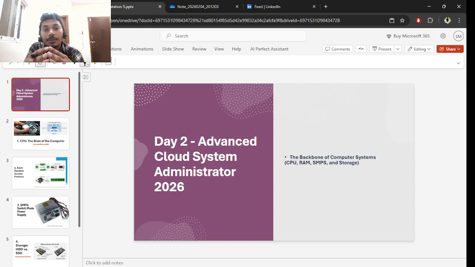In our previous session, we covered the basics of hardware and software. Today we are diving into the components that are considered the backbone of the computer system. If any of these parts fail, your operating system will not function and you won't even be able to turn on your computer. So as a system administrator in 2026, companies expect you to have deep technical knowledge of these components to perform advanced troubleshooting. So grab your notebooks and let's get started.